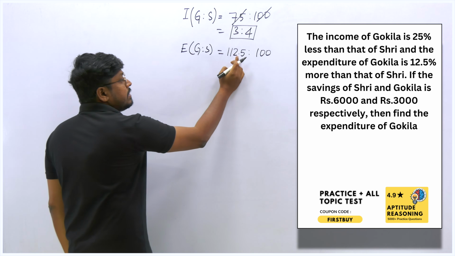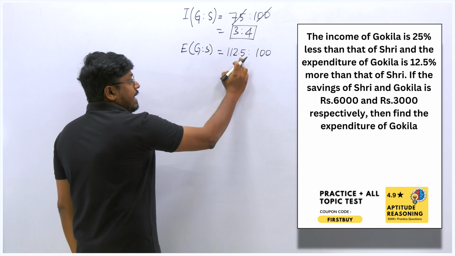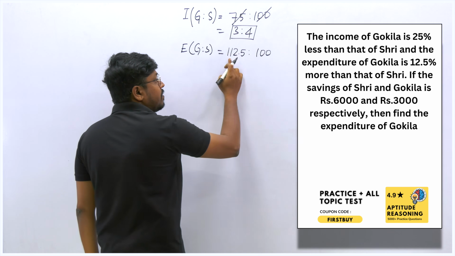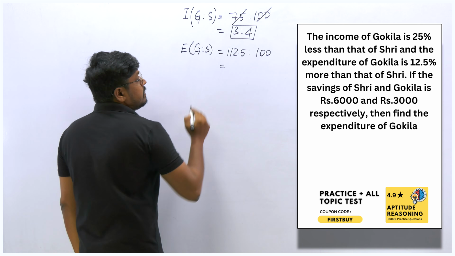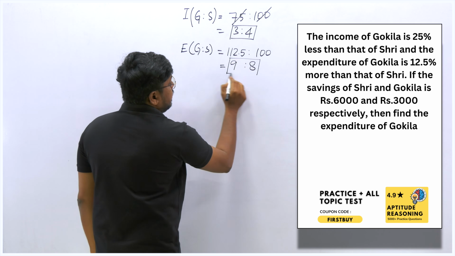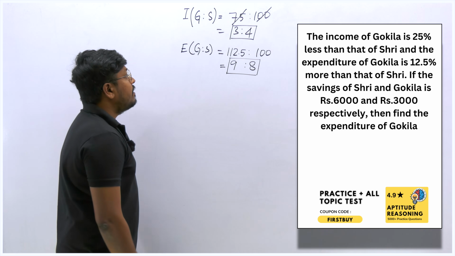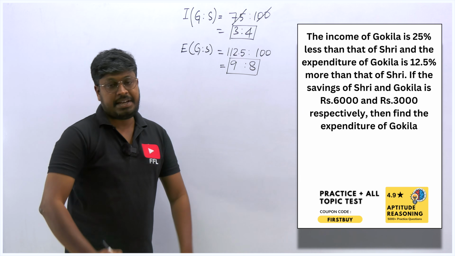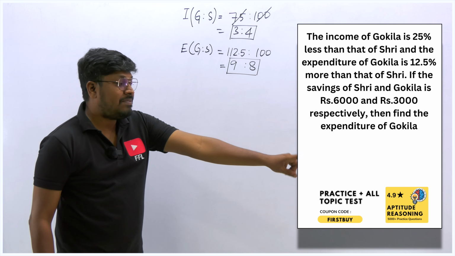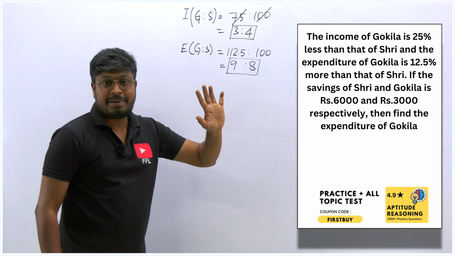So once you cancel this, divide by 10, remove the decimal point, divide by 10, multiply by 10 here, this becomes 1000, this becomes 1125. So this will be 8 times and 9 times, right? So 9:8 will be the ratio of expenditure. And they have given the value of the savings, which is 6,000 and 3,000 respectively.